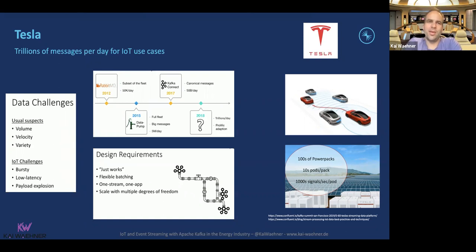And Tesla is also, I think, probably one of the biggest public users of Apache Kafka. Here you see a statement: they use Kafka for trillions of messages per day for IoT use cases. And here, like for the others, we share the slides afterwards with the link. Tesla also blogged on the Confluent blog, where they describe in much more technical detail how they use Kafka for all of these IoT use cases. So that's really exciting to see Kafka being used across these sectors in the energy industry.